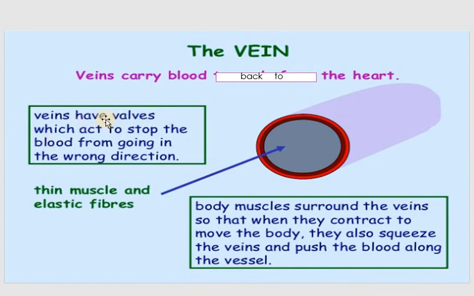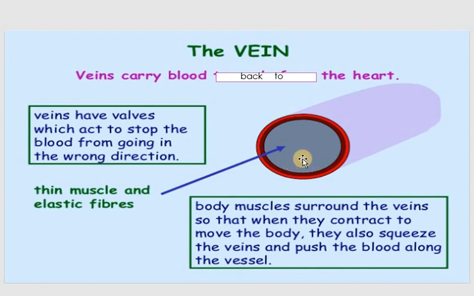Veins have valves. Actually, what are these? They act to stop the blood from going in the wrong direction. Valves are just like a door. They can open in only one direction. So, veins contain deoxygenated blood, or you can say dirty blood.